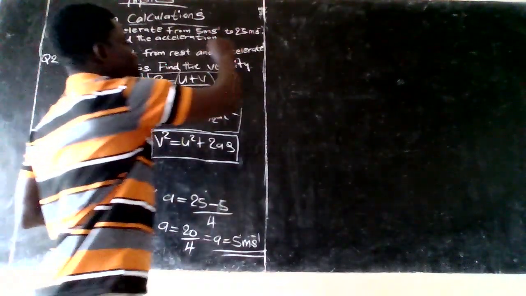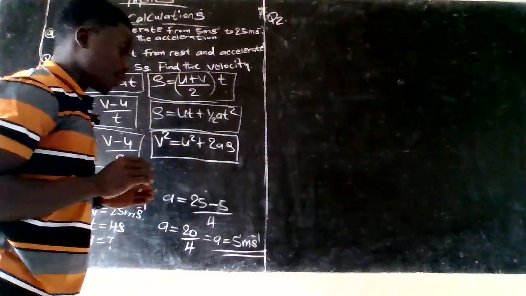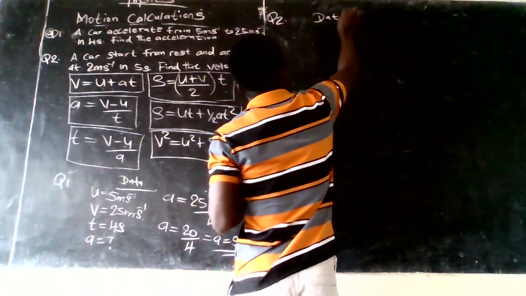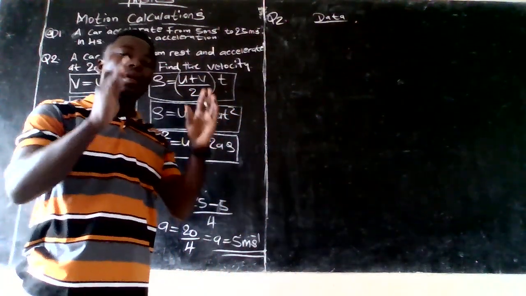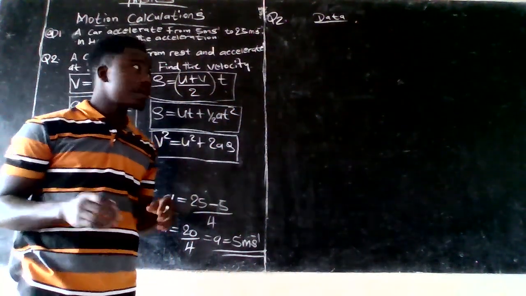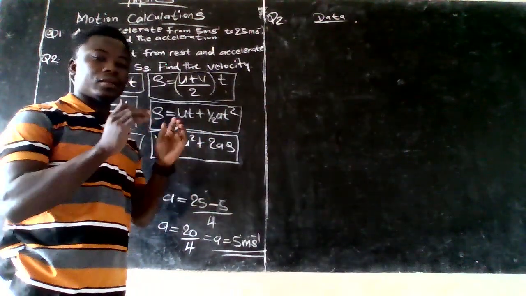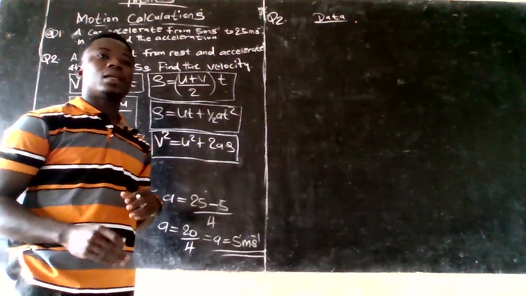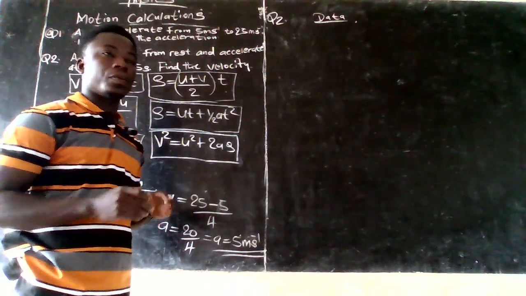And we take question 2. We collect data for question 2. The car starts from rest. So because the car starts from rest, the initial velocity is 0.